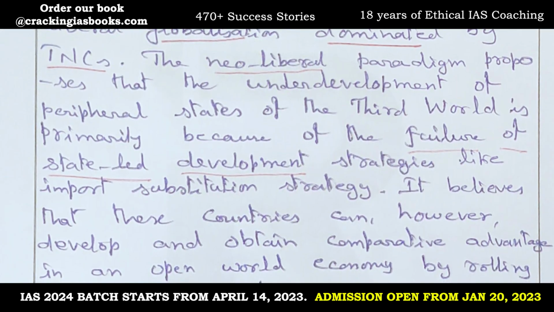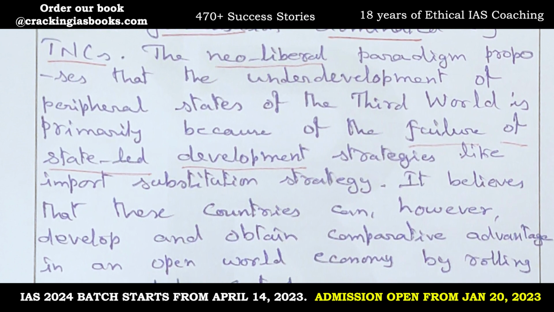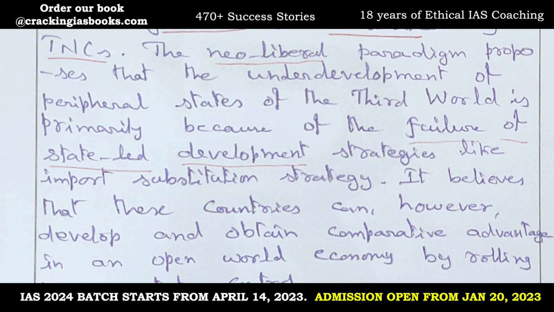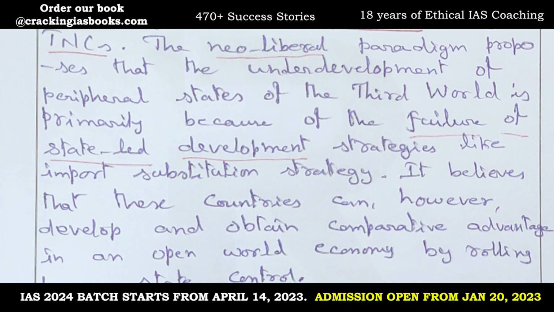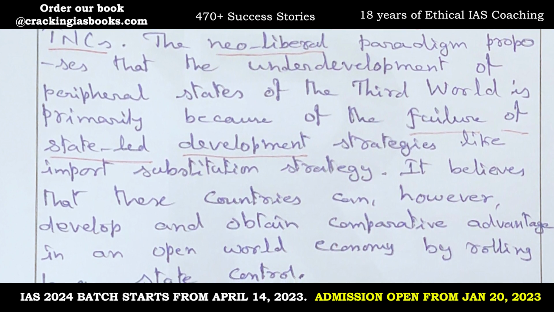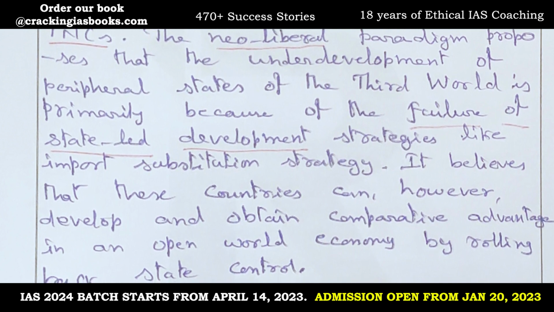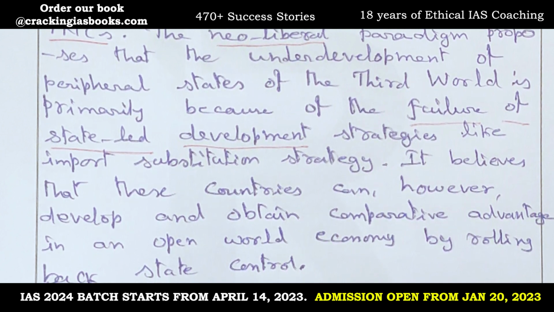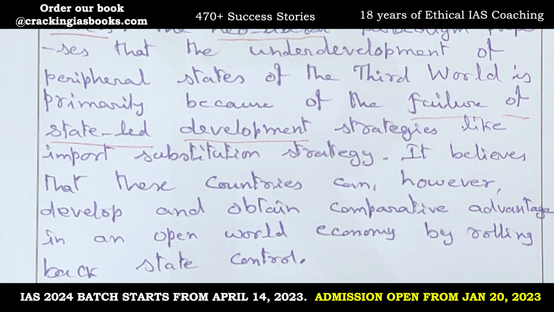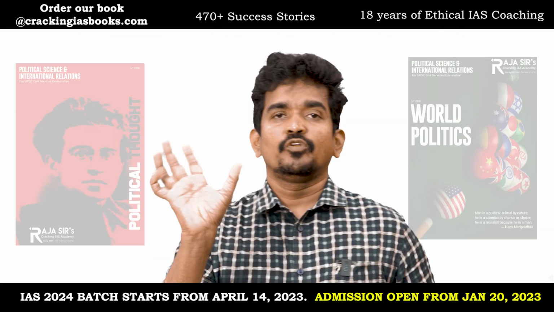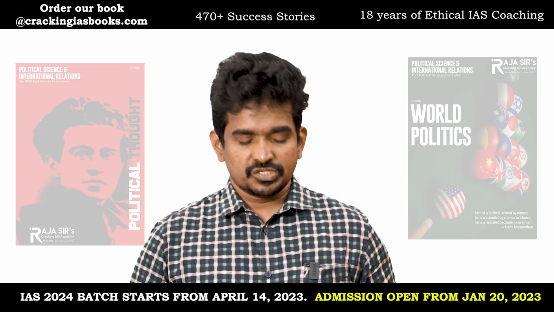So the second sub point, the neoliberal paradigm proposes that the underdevelopment of peripheral states of the third world is primarily because of the failure of state-led development strategies, particularly import substitution strategies, right? Full stop. It believes that these countries can, however, develop and obtain competitive advantage in an open world economy by rolling back the state control, right? So the fourth passage is over, right? Fine. Now the final concluding passage, right?